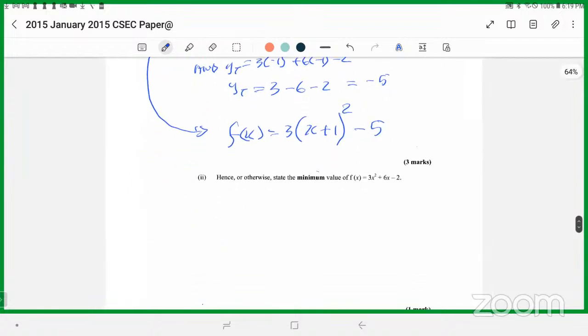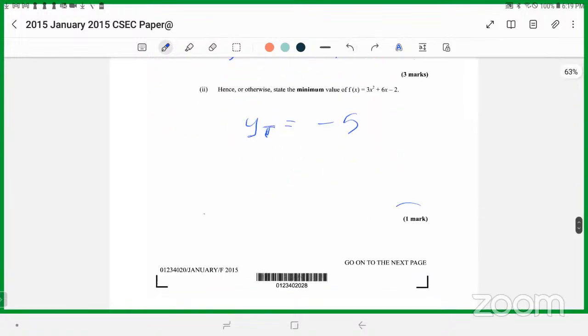Good. Then I want the minimum value, which is this constant. Just state it, negative 5. It is a yt value, which is the minimum value. What about the turning point? This is the answer, negative 5 for that part. And it's just 1 mark, and it's just state it, eh?